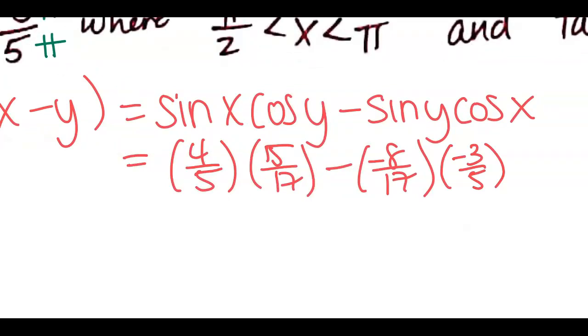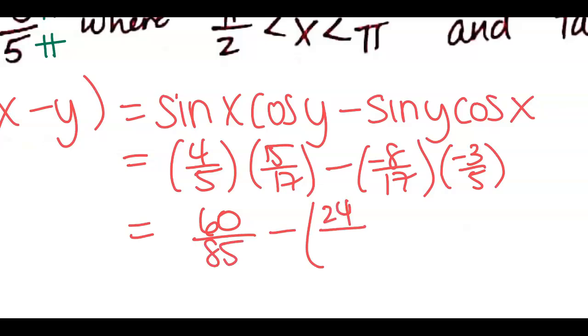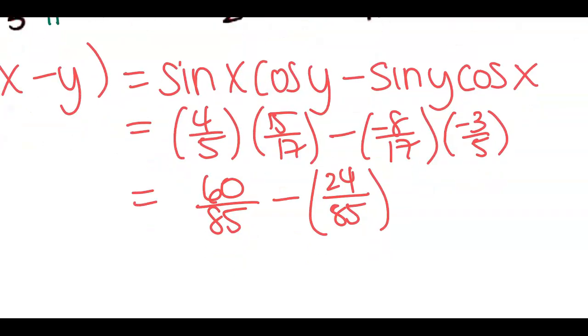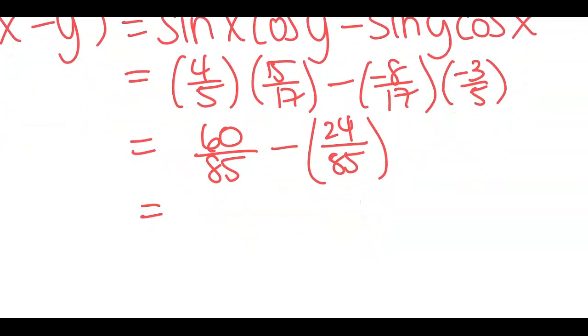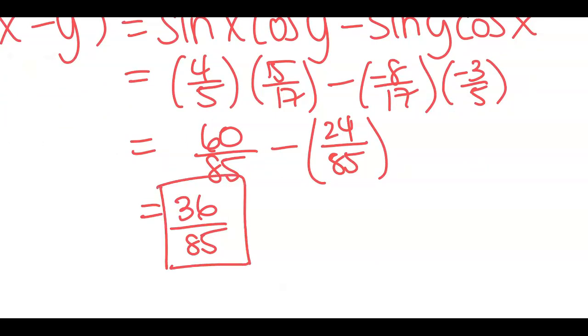That was the pre-cal part, guys. The rest of this is algebra 1. We're going to multiply those numerators straight across. 4 times 15 is 60. 5 times 17 is 85. Negative 8 times negative 3 is 24. 17 times 5 is still 85. All we're going to do is subtract. So 60 minus 24 is going to give you 36 over 85. This would be my answer.